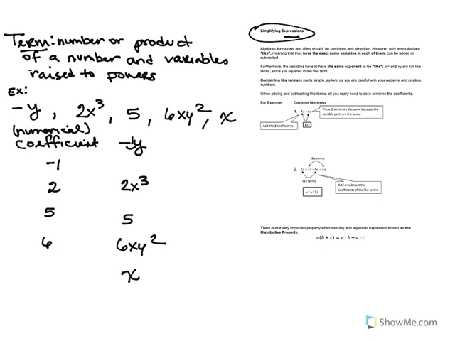For the term x, the coefficient is 1. So remember, anytime you have a variable that does not have a visible coefficient, it is always an assumed 1. Algebraic terms can and often should be combined and simplified. Only terms that are alike can be combined.